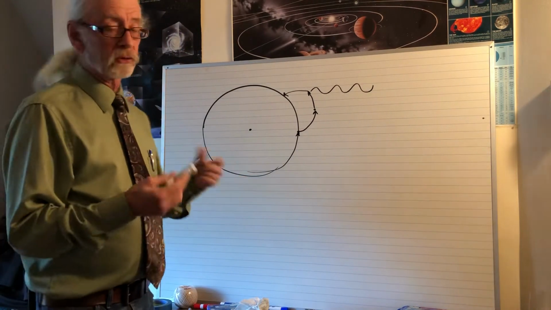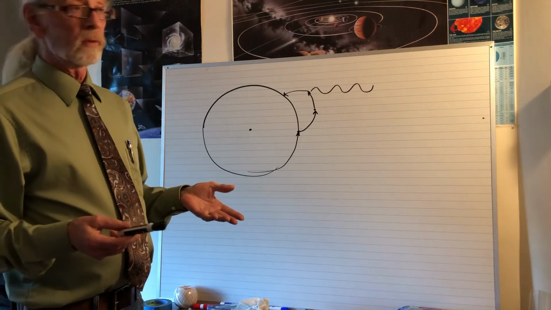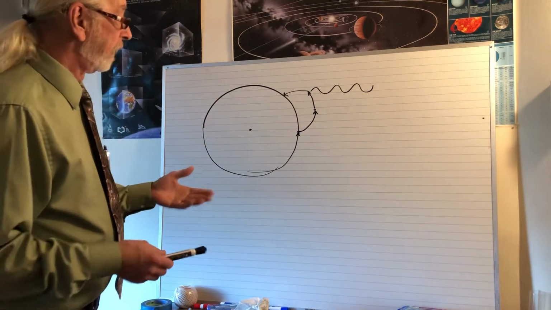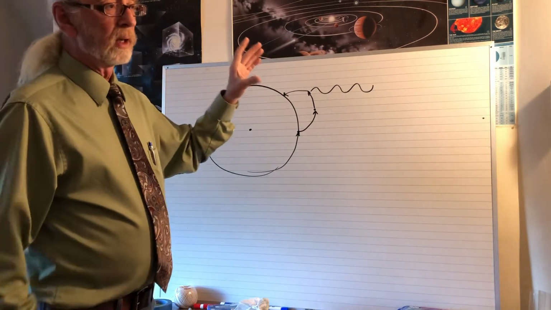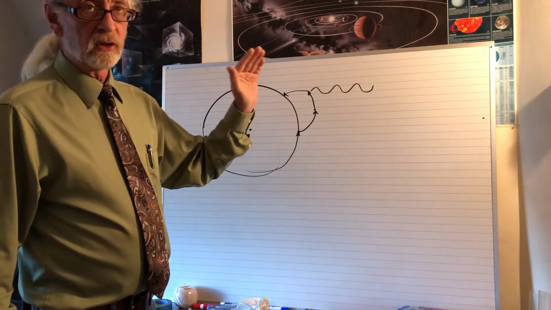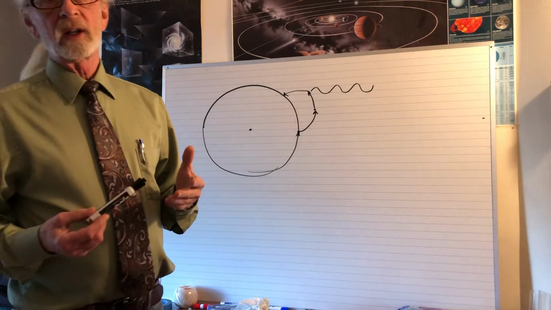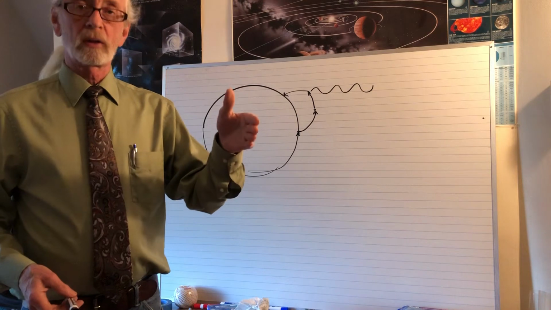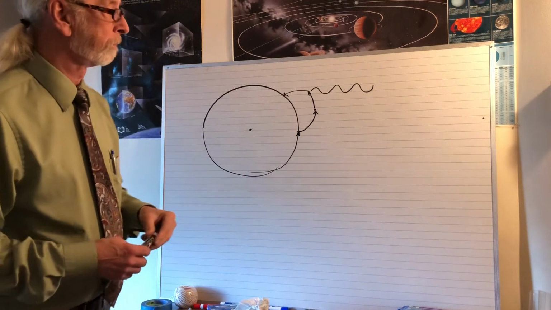Now, different atoms are constructed differently. A carbon atom has 6 electrons. An oxygen atom has 8 electrons, and so on. And as a consequence, the photons that they emit come out at different frequencies, different wavelengths. So what we're saying in a nutshell is that the different elements each have their own specific colors. Colors are determined by frequency and wavelength.